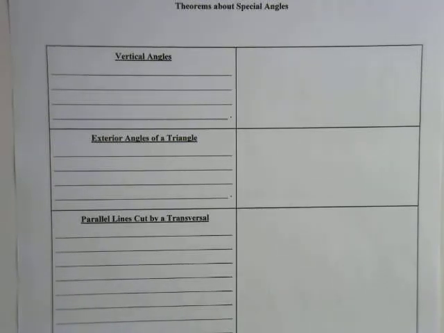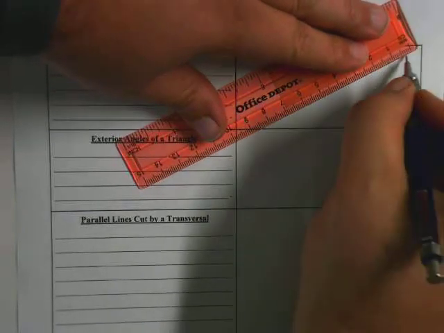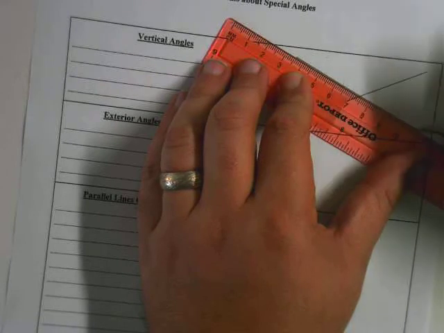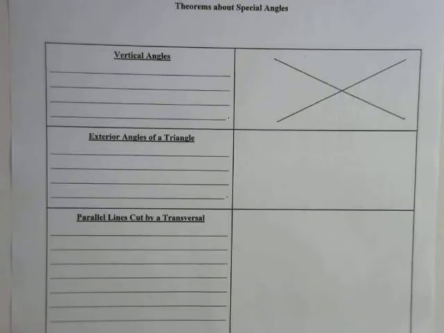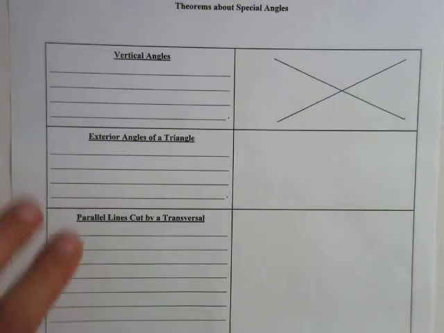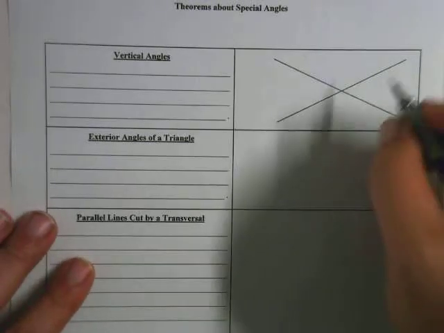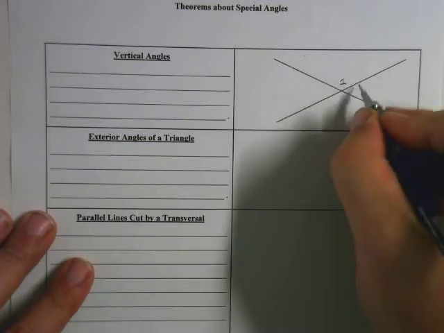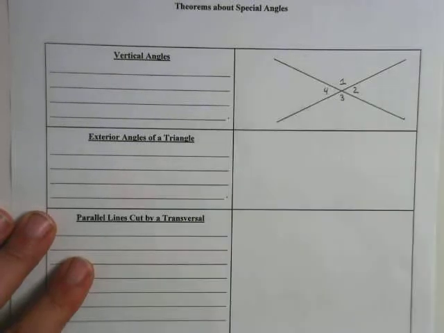So for our vertical angles, you want to draw two lines that will intersect each other. Now, after doing this, we will want to label each one of these angles. Okay? So we have angle 1, angle 2, angle 3, and angle 4.